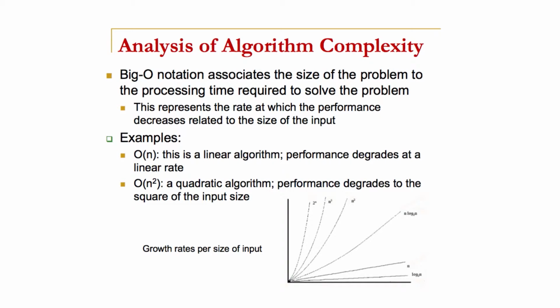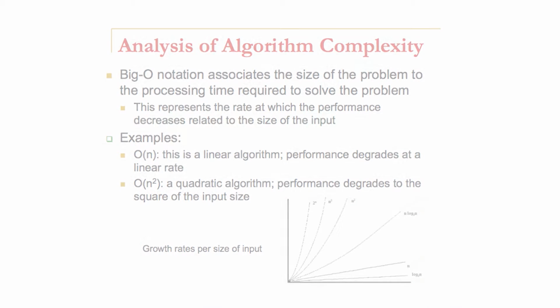If I have a polynomial time algorithm or a quadratic algorithm here, the performance degrades. For example, if I have an n squared algorithm, the performance degrades to the square of the input size. So as the size gets larger, the performance starts to get a little worse. And then there's exponential algorithms, where as the size becomes much larger, the ability for the algorithm to process within a reasonable space or time becomes even more difficult.